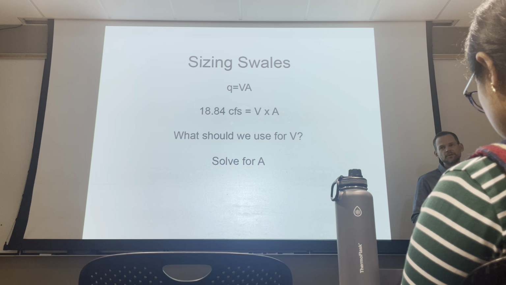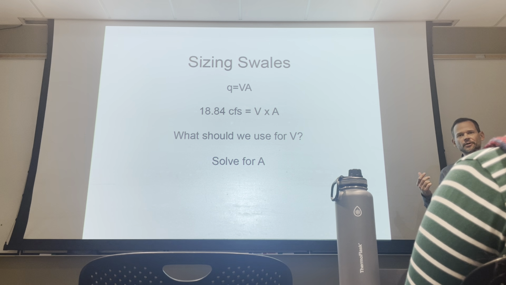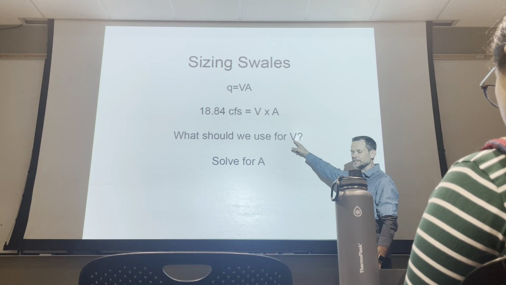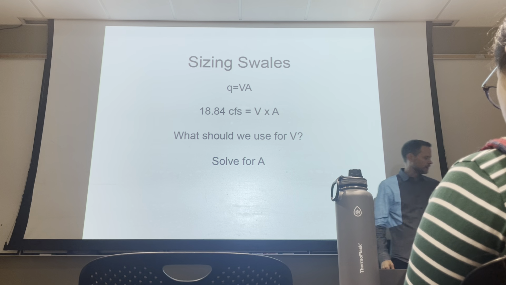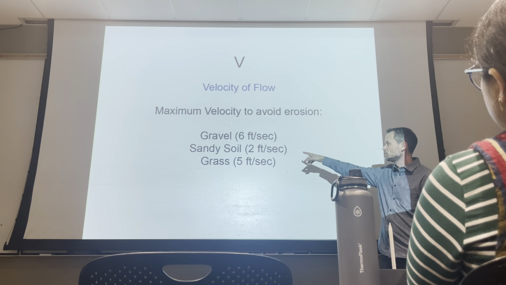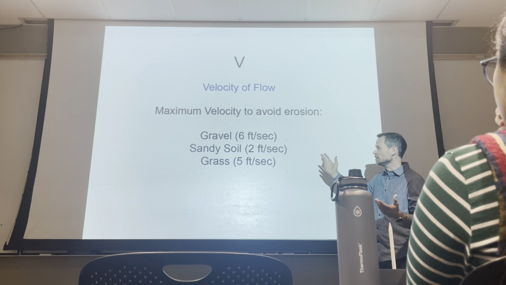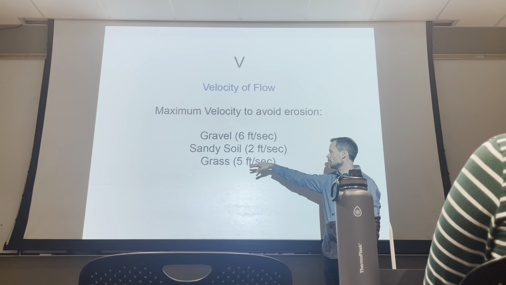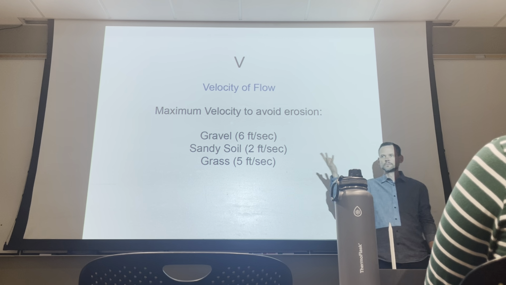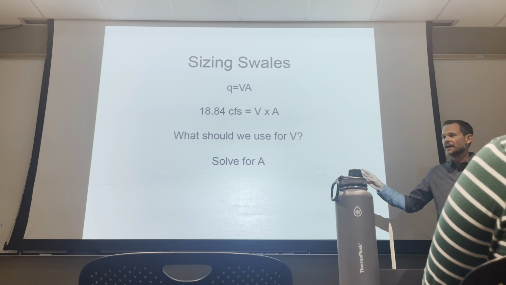Okay, so let's think about our example. We're just doing the Q equals VA thing here. We have 18.84, which we know is our Q already from our previous example. And then the question is what should we use for V, right? We could say that we want our V to be 2, 5, 6. It depends on what the surface material of that swale is. It doesn't tell us in the example, so we could use any number we want. We could use something less than 5 because it might be grassy. So let's use 4, 3, 2. It doesn't matter. Then we're going to solve for A in this equation.